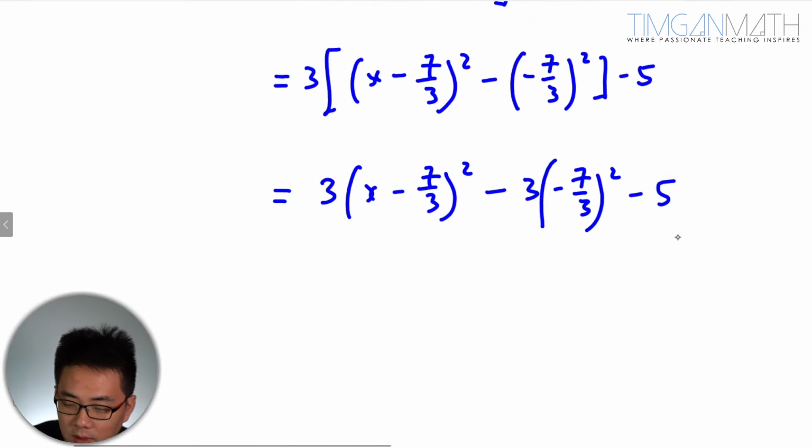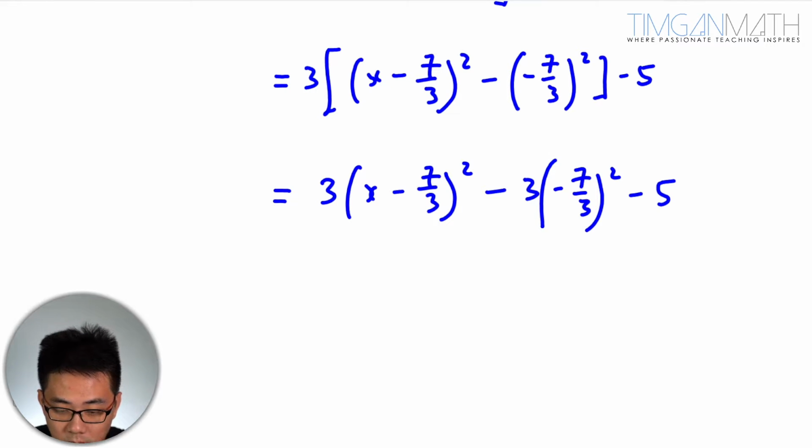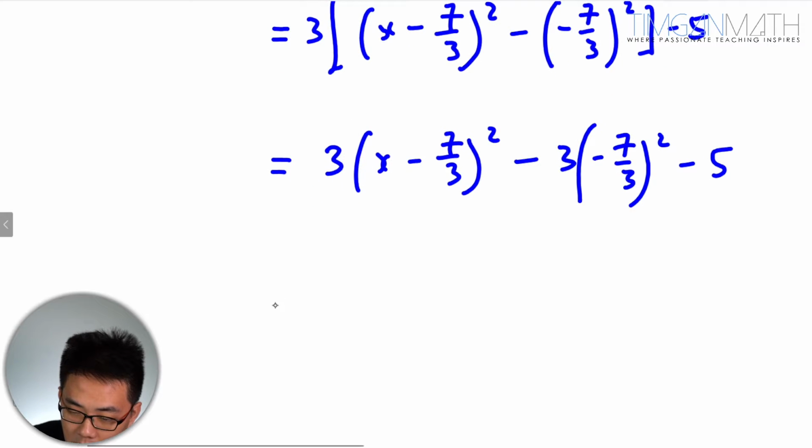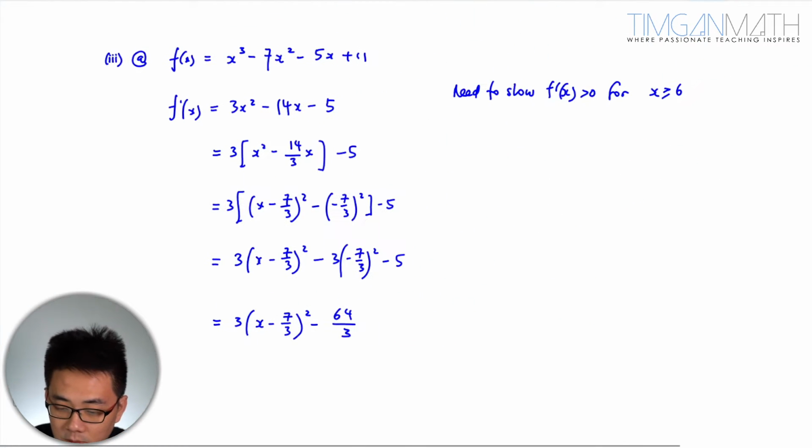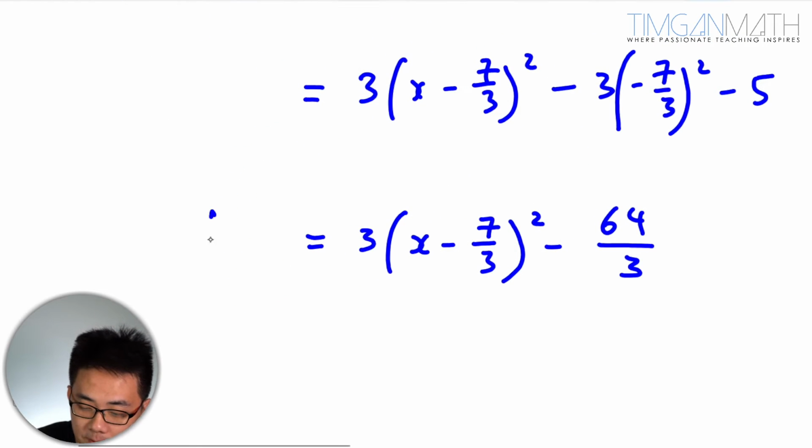So I'm just going to key in the calculator for this part here. Okay, so it's negative 3 times (7 over 3) squared minus 5. That will be 3 times (x minus 7 over 3) squared minus 64 over 3. Okay, so this is my f prime x.